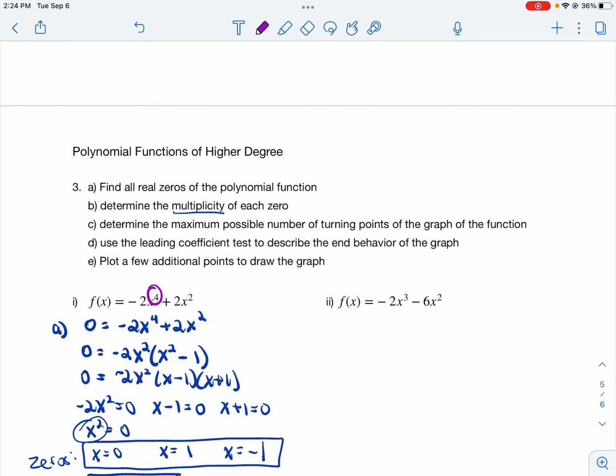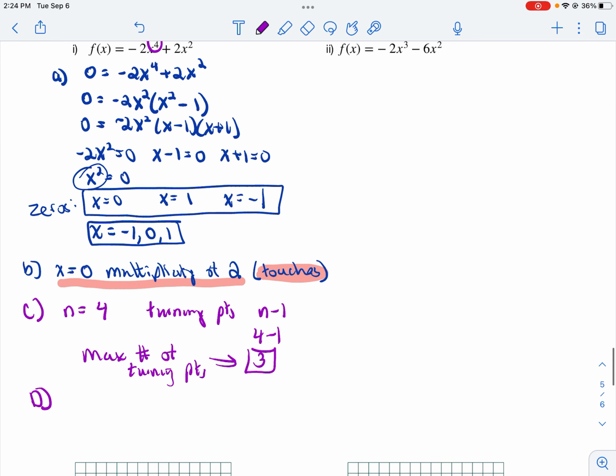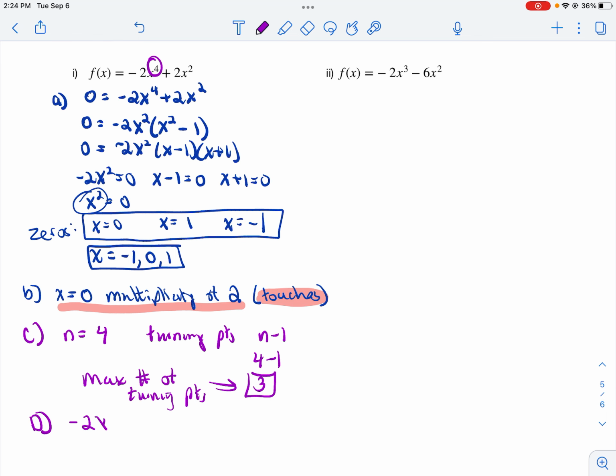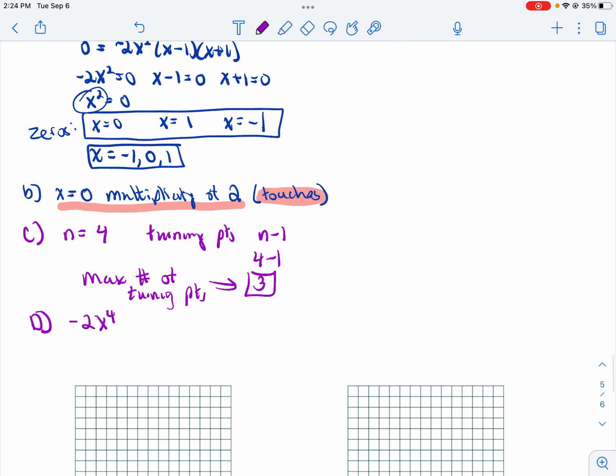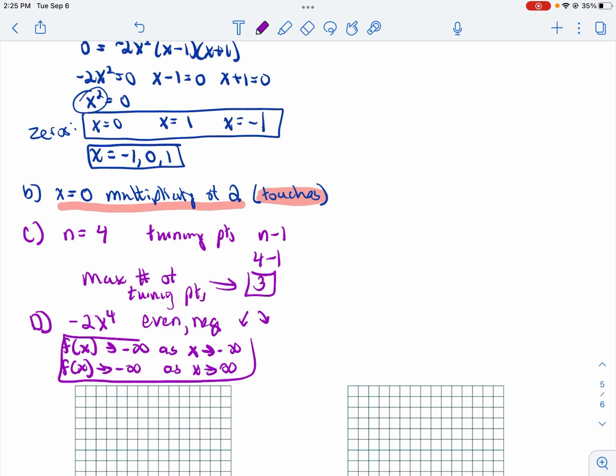D, use the leading coefficient test to describe the end behaviors of the graph. So my leading term is negative 2x to the 4th. And so that is an even degree, and that is a negative coefficient. So it means even, the same direction, and it's going to be in the negative direction. So the left end will be going toward negative infinity as x goes to negative infinity. I said left, didn't I? And the right side is also going down as x goes to infinity. So that would be my end behaviors of this graph.